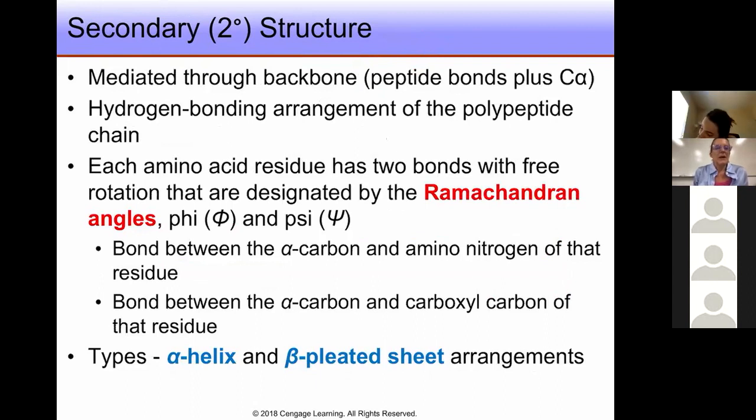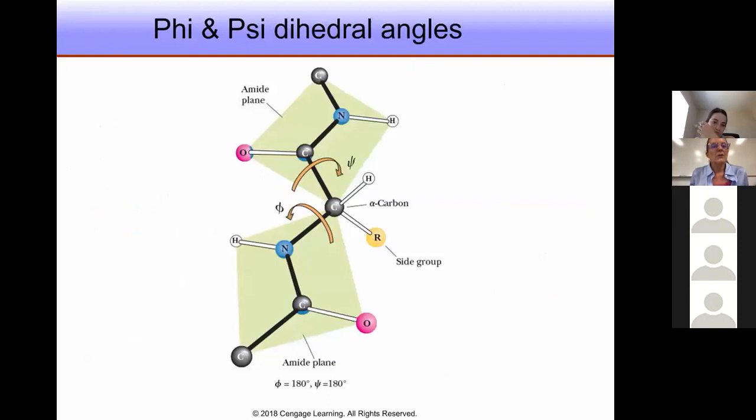is mediated by the backbone, right? So that means the peptide, the CO and H of the peptide bonds mostly. And it's generally the hydrogen bonding arrangement of the polypeptide backbone. Each amino acid has two bonds of free rotation. And these slides are kind of like, it's easier to show. So this is talking about the Ramachandran angles.